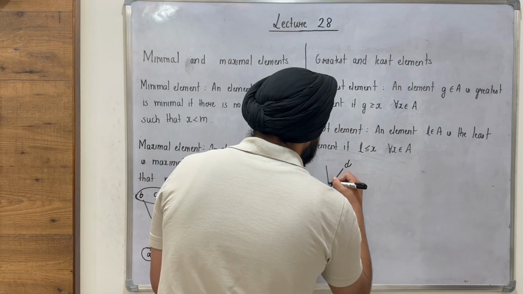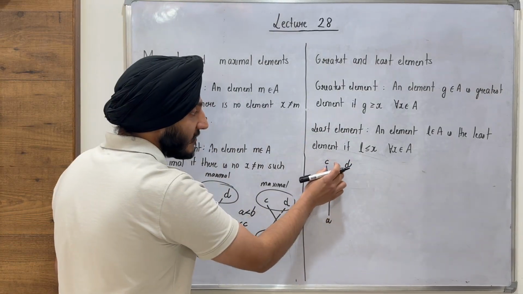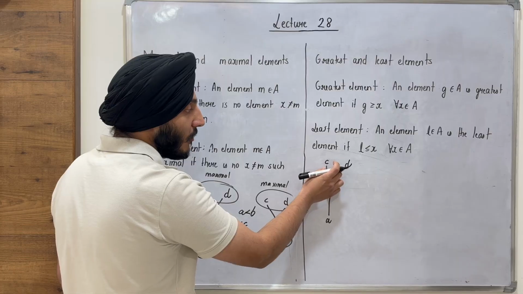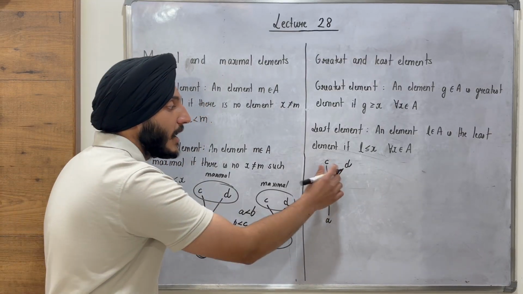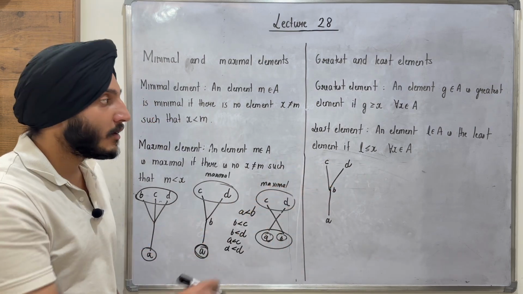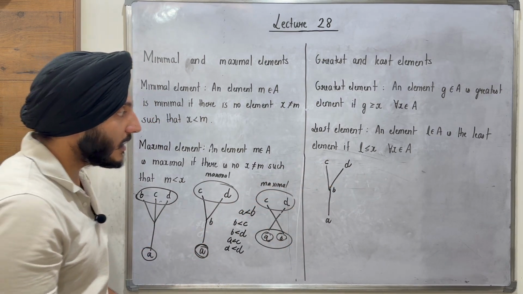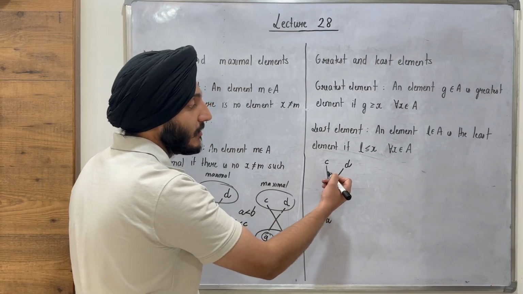But when I have C, right? In this case, I don't know if D is greater than C or if C is greater than D, right? Because there is actually no arrow going from one to the other. And that is why I cannot say what the greatest element is in this case.